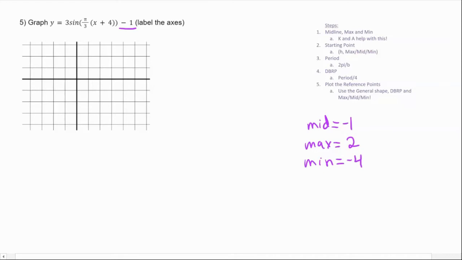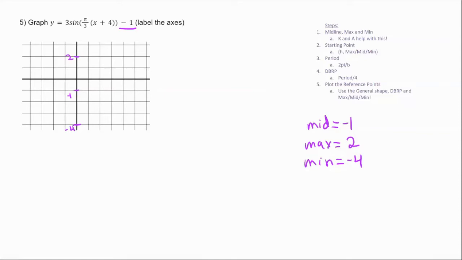So this is giving me my y-axis here, because I know that my maximum is 2 up from my origin, and my minimum is 4 down from the origin, 1, 2, 3, 4, and the midline here is at -1. So -1, 2, and -4. Midline, maximum, and minimum. Next, my starting point is going to be told by a couple things.